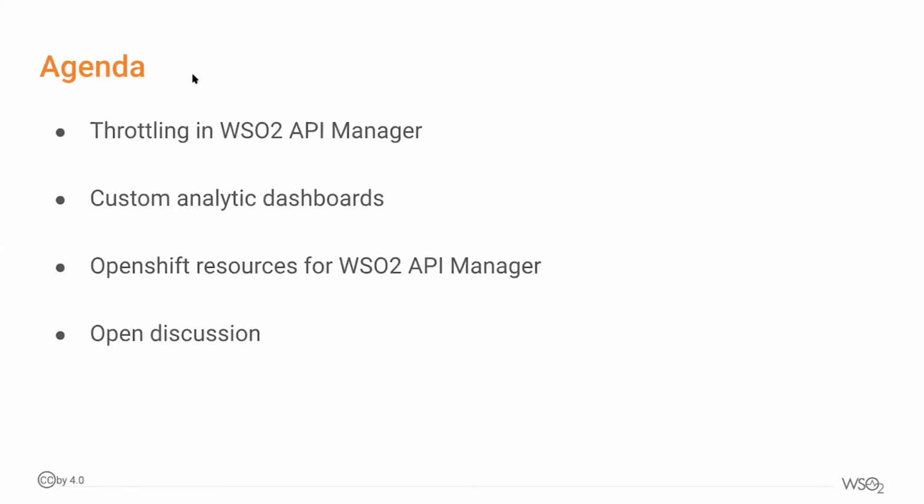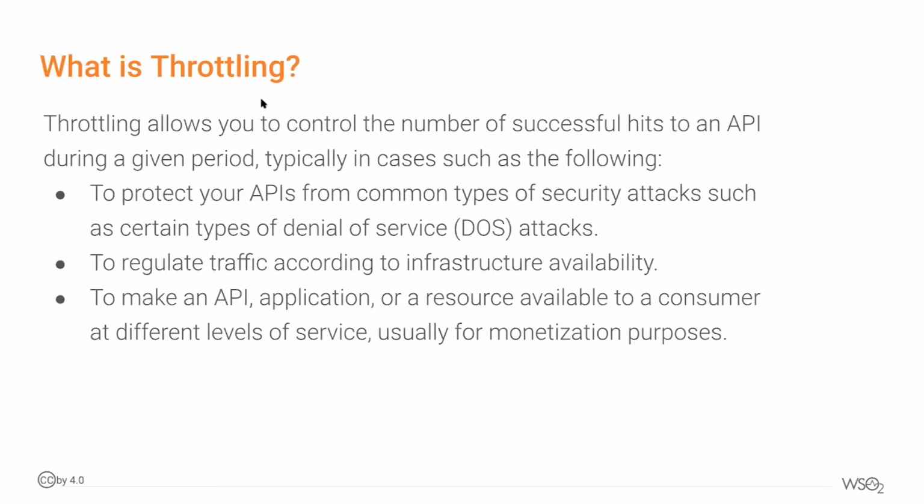Today's main topic is on throttling in WSO2 API Manager. We will try to cover the main concepts as much as possible within a short period of time. Throttling allows you to control the number of successful hits to an API during a period of time.